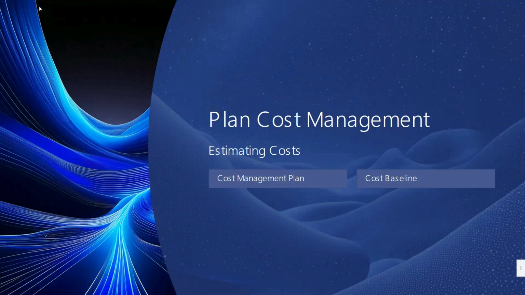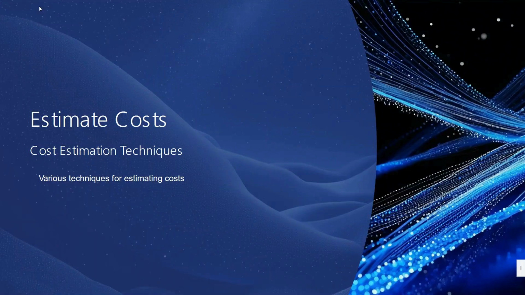After that, we have the key outputs for plan cost management. That is the cost management plan, then the cost baseline. The cost management plan describes how cost will be controlled, and the cost baseline means the time phased budget used to monitor and control cost.